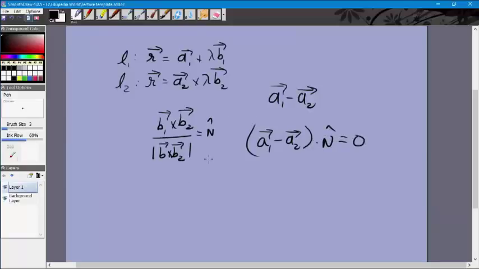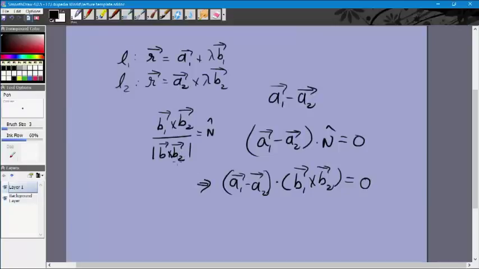And now we can remove the denominator. So the condition that two lines are coplanar is (A1 minus A2) dot (B1 cross B2) is equal to 0. There will be a division by mod B1 mod B2 as well, but we don't really need that anymore.